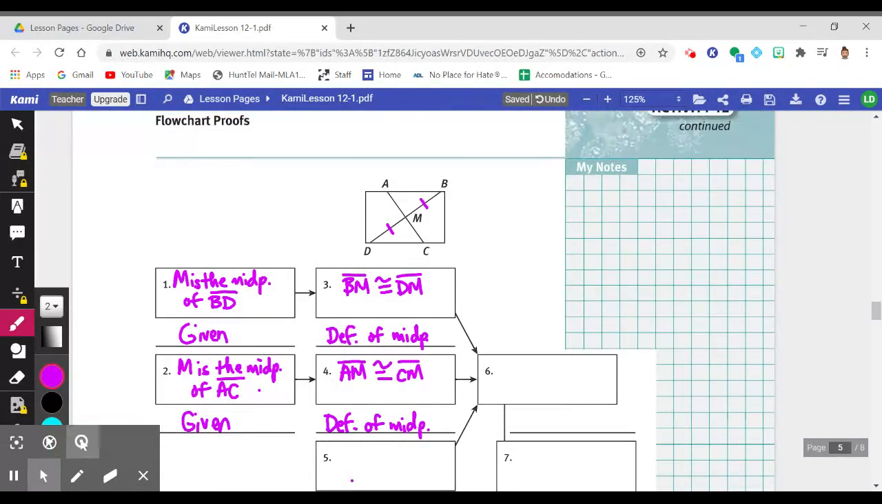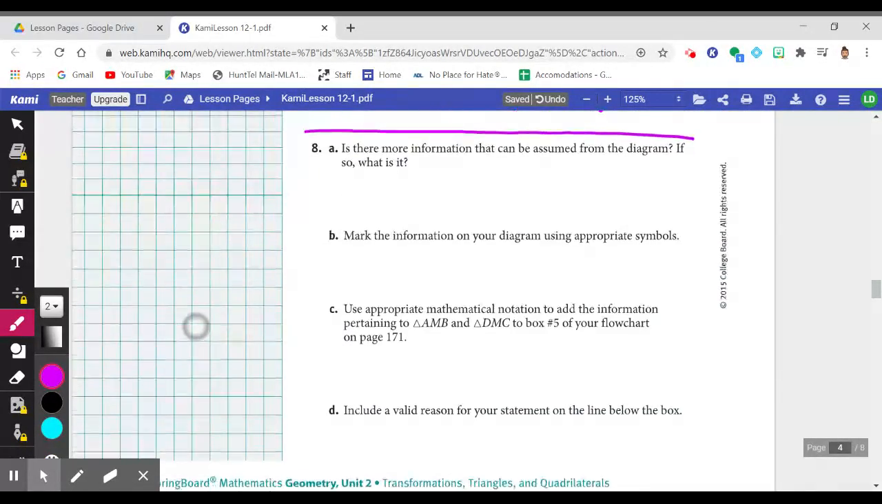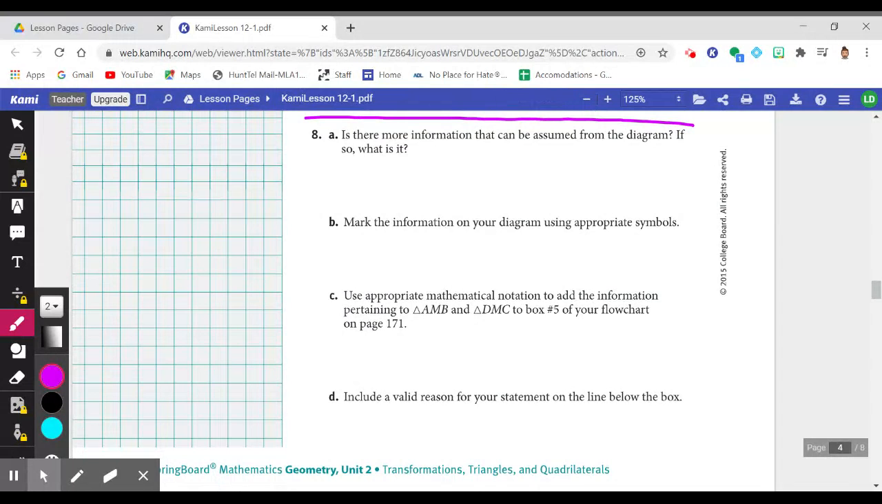So let's go back to number 8. Number 8A says, is there more information that can be assumed from the diagram? If so, what is it? Mark the information, use appropriate symbols, and then include a valid reason. So pause the video, complete 8A through D before playing through.